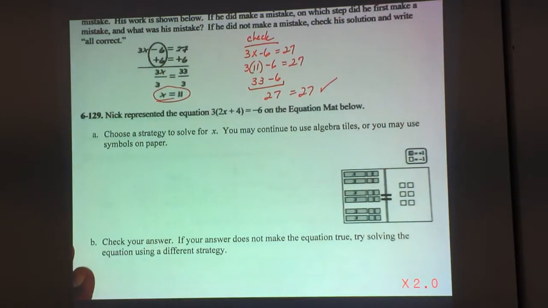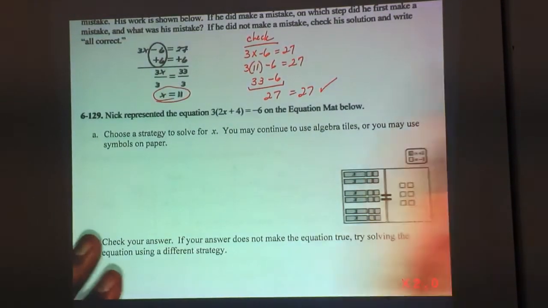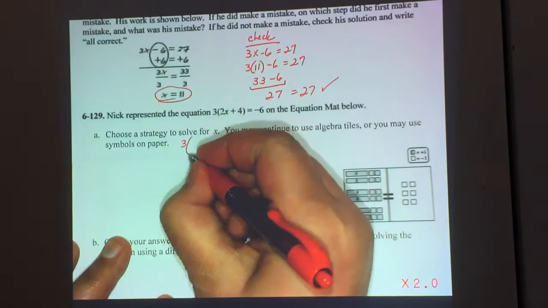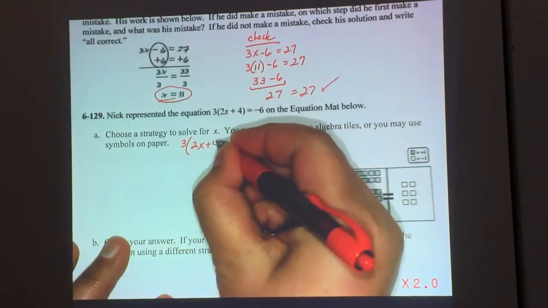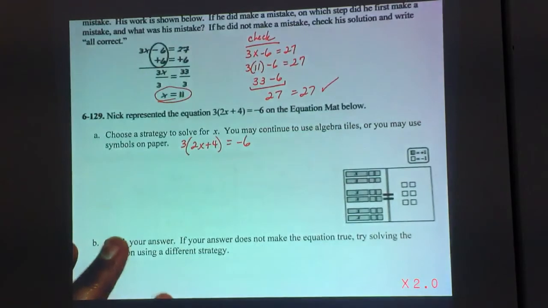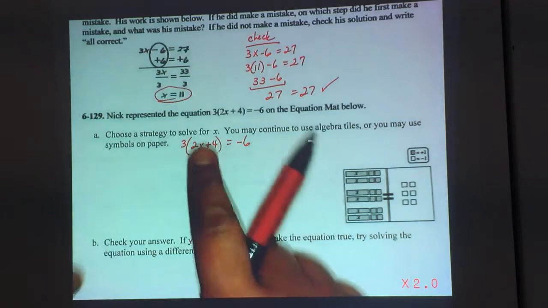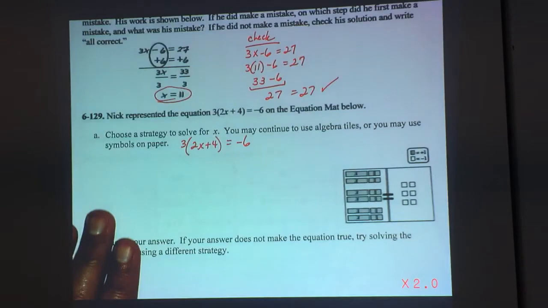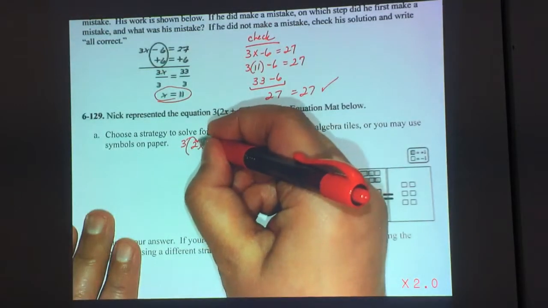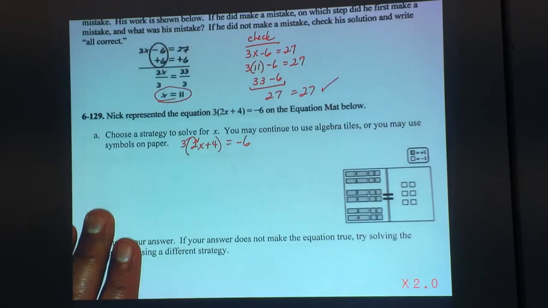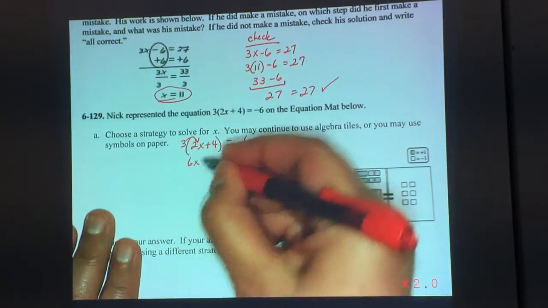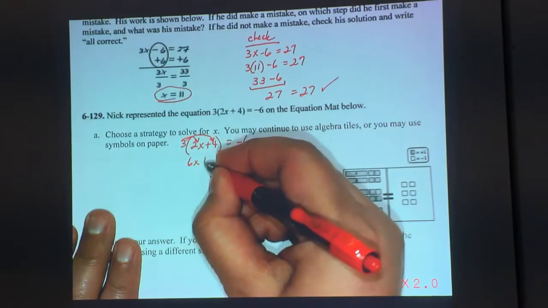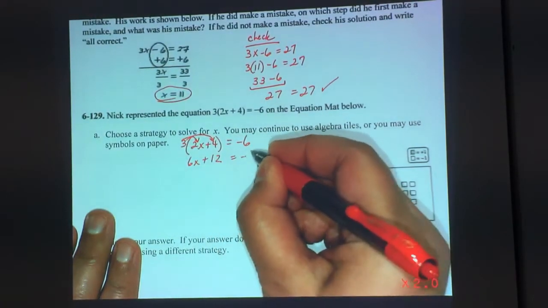Well, since you don't have algebra tiles, Vanya, I think we're just going to use the symbols. So I'm going to rewrite it here. Okay. What's the first thing we should do? Okay, so you're saying parentheses, but what do I do inside the parentheses? I think we should distribute the 3 first. So if I distribute the 3, what is 3 times 2x? 6x. What is 3 times 4? That is 12. Equals negative 6.